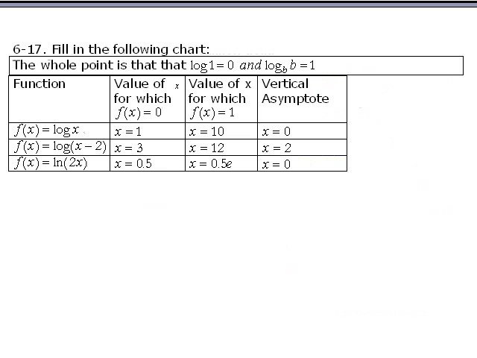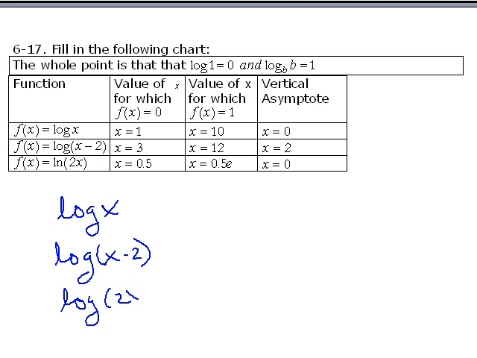This following question may or may not be on the exam, or it will be in a modified form. You're given the log of x, and let's just do one, the log of x minus 2, well, I'll do all of them, and the log of 2x. Now, if you want the log of x to be 0, there's one place where the log of x is 0. That's when x is equal to 1, right?